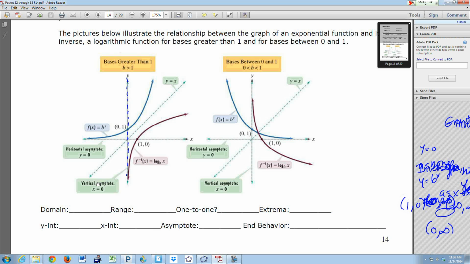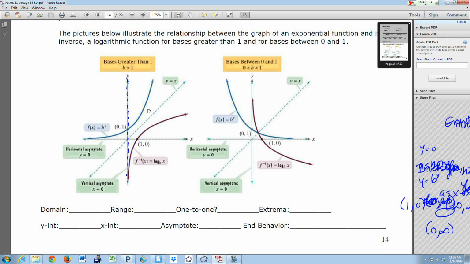All right, the horizontal asymptote for our exponential function now gets changed into a vertical asymptote for our log function. We had the equation y equals 0 here. Now our vertical asymptote is x equals 0. Because remember, x and y change places. Similarly, with our exponential decay function, we go through 0, 1. We still go through 1, 0 with our log function.